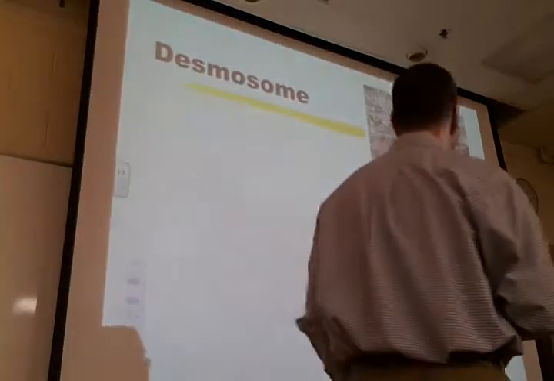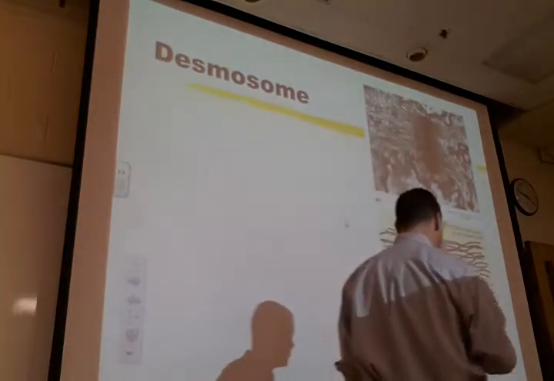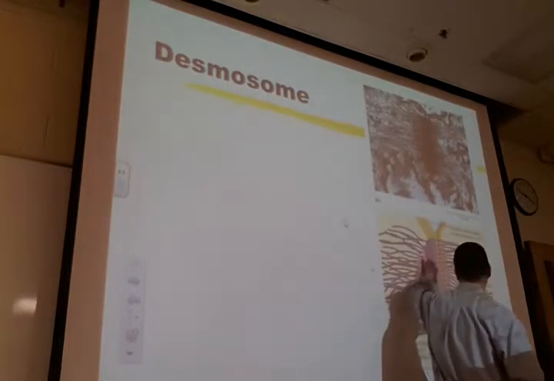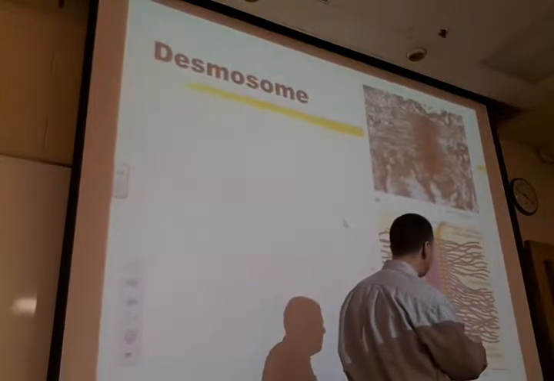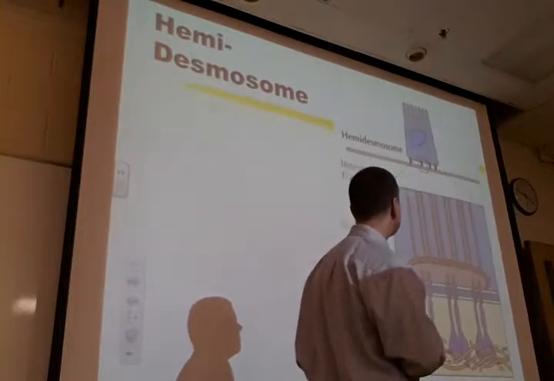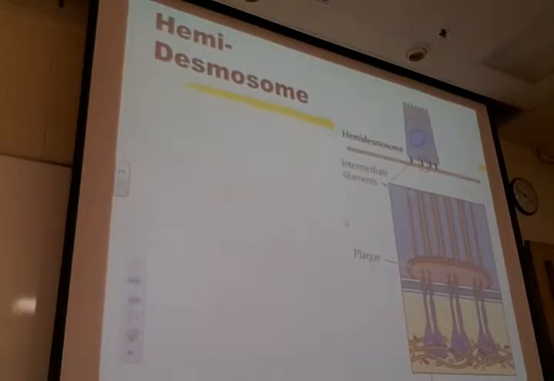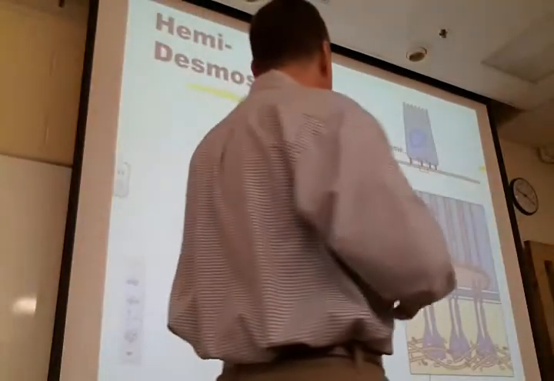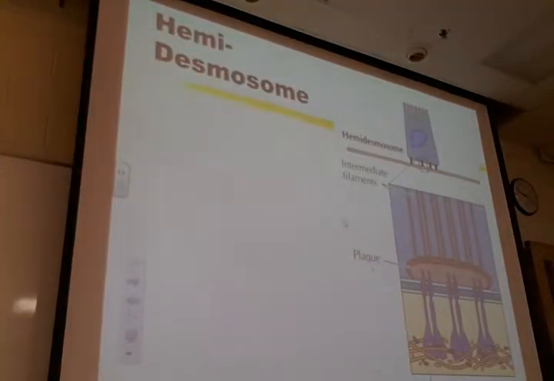There are other versions of it, so we have, again, very good microscopic evidence. Again, we have intermediate filaments and this large plaque aggregation, and then we have cadherins in between. There's also a half version of this. So desmosomes are where two cells are linked together. A half version of this is called a hemidesmosome. Think hemisphere, half of a sphere. So this is a hemidesmosome.